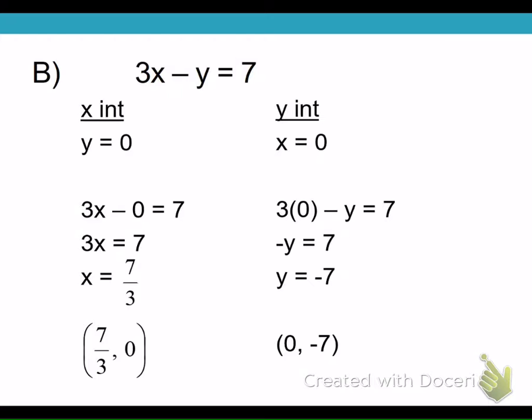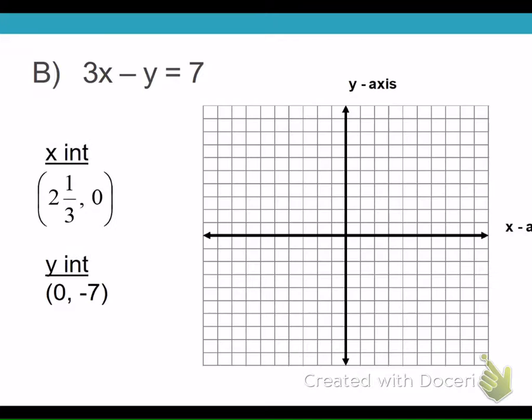Now we're going to go to graph these. So the x-intercept is kind of tricky. You can see I rewrote it as a mixed number. 7/3 is not easy to find on the graph. So this is where it's helpful to think of it as a mixed number. Even though you don't like them? Yeah, I don't like mixed numbers, but when you're graphing, they're kind of necessary.